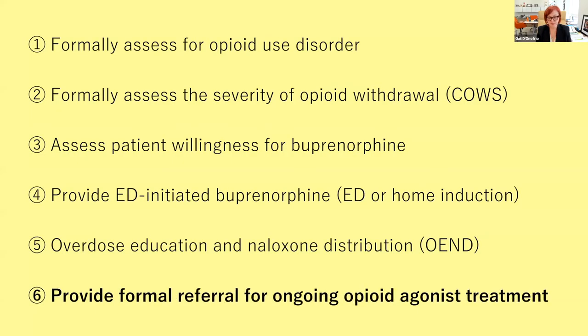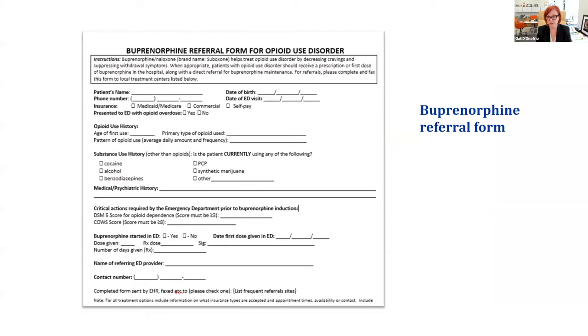And then finally, provide them a referral for ongoing agonist treatment. This is just an example of one. We personally don't fill out all of it all the time, to be honest with you. But this is a referral form that we use for everybody.